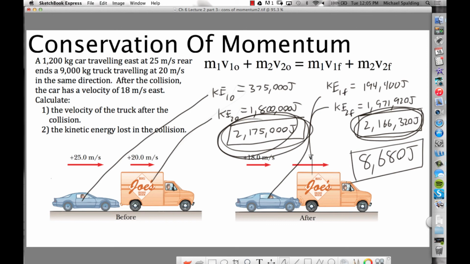Wait, for the kinetic energy 2, I got 1971292. Oh, you know why? Don't use a rounded velocity for this. I would use the whole value, because it was 20.93 and so on. Use the whole thing. If you use the unrounded value, then you should get that.